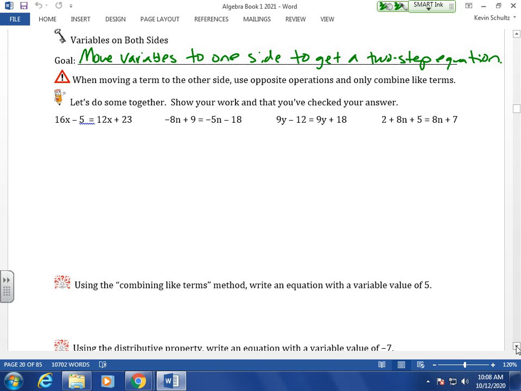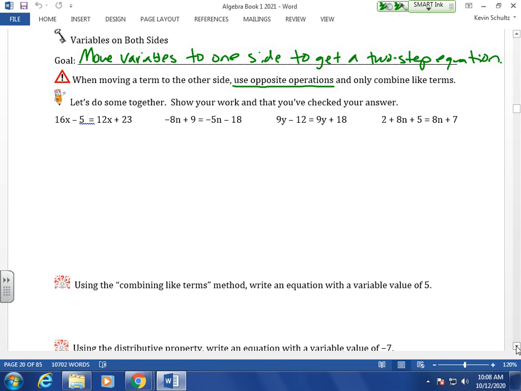And as it says in the count of mistake here, it's the same moving to one side as it is when you move a constant from one side to the other. Whenever you are moving something, moving an entire term from one side of the equation to the other, we're using opposite operations here. So 16x minus 5 equals 12x plus 23.